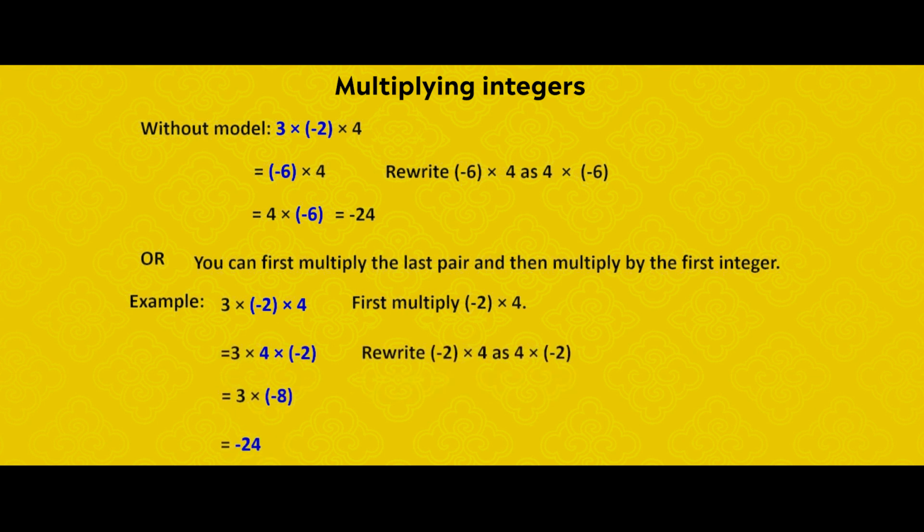Again, negative 2 times 4 does not make sense in that order, so you change the order and write it as 4 times negative 2. Now, you can multiply 4 times negative 2, you will get negative 8. Then that negative 8 you multiply with the first integer, you will get the answer as negative 24.